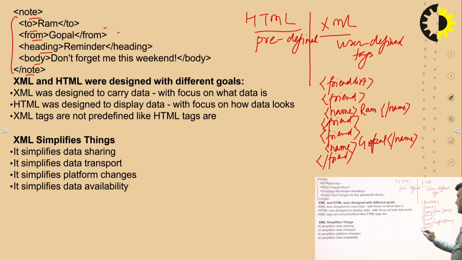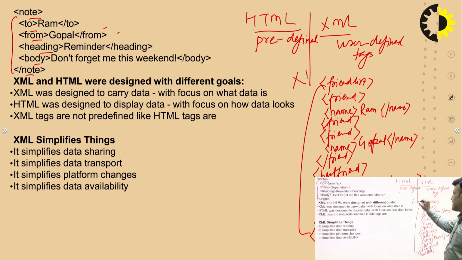Okay, out of this I have used a tag called best friend. Out of those friends, my best friend's name is, let us say, Ram. Okay, close this name, close the friend tag, then close the best friend tag, right, and then close the friend list. So I can say that this is my simple XML.